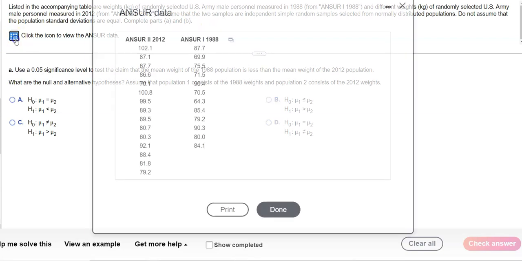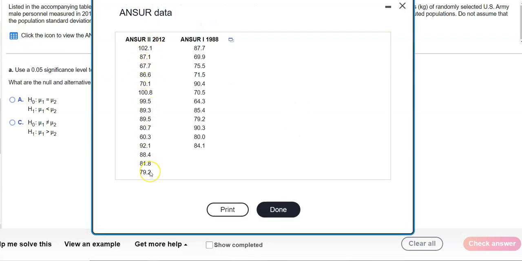So if we click on this data right here, we can see that we have raw data. So these are just the raw data measurements from two groups, one in 2012 and one in 1988. And we can see we don't even have the same number of data values in each set, right? This one clearly has more. Nevertheless, we have raw data here. They haven't summarized it for us already by giving us the mean or the standard deviation, etc. It's just the original raw data.